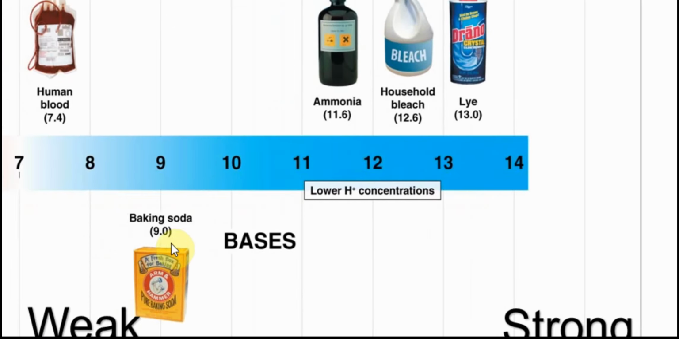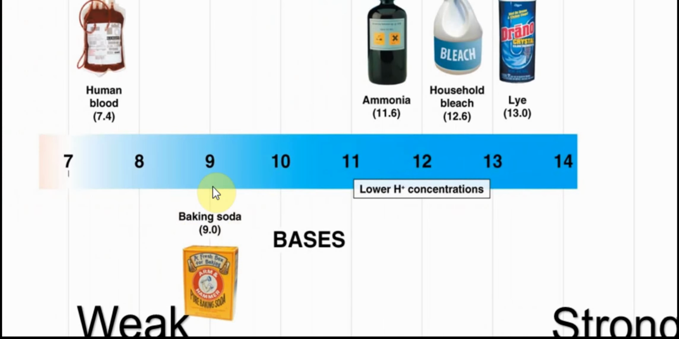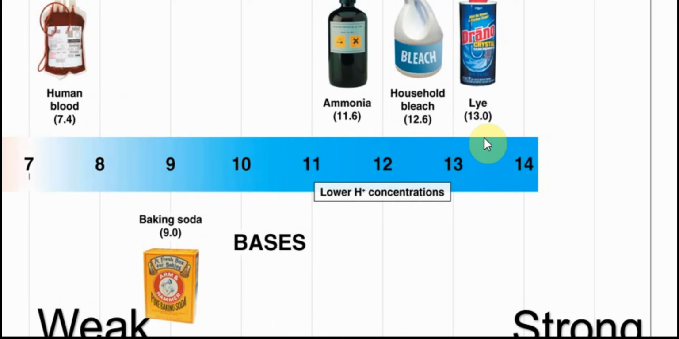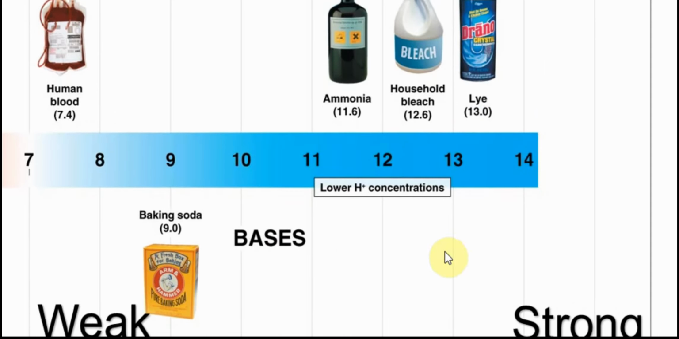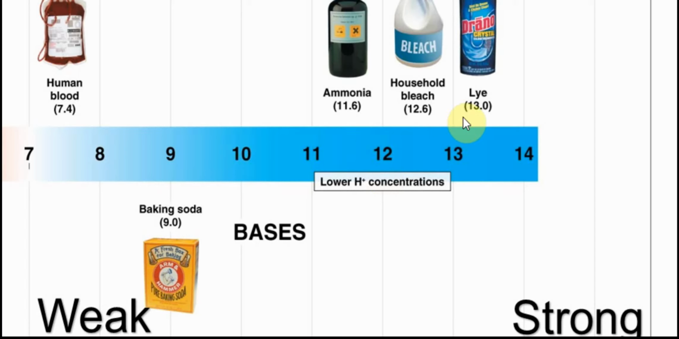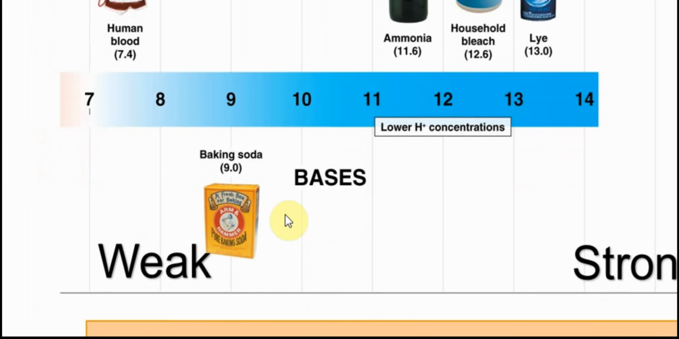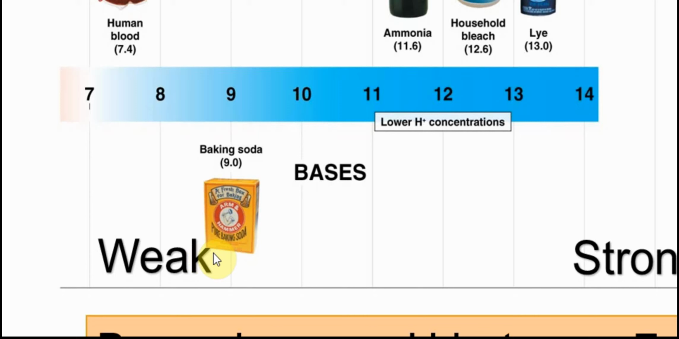By the way, looking at baking soda right here has a pH of 9. Compare that to lye, which has a pH of 13. Who's the weaker base? Baking soda or lye? I hope you said baking soda. If you said baking soda, you're correct. It's the weaker base. My next question is, how many times weaker?